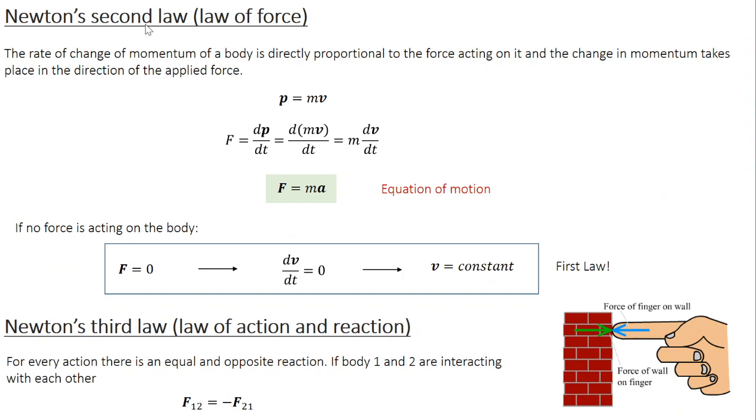Newton's second law, which is also known as the law of force, states that the rate of change of momentum of a body is directly proportional to the force acting on it, and the change in momentum takes place in the direction of the applied force. So momentum P is defined as mass into velocity. Now, why do we require this particular parameter?